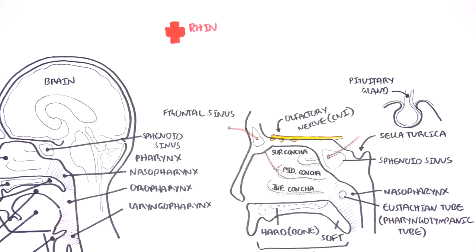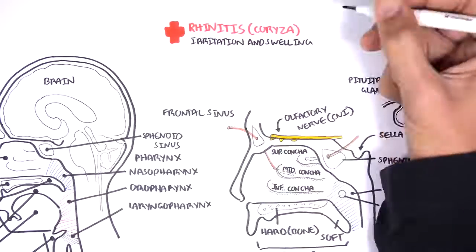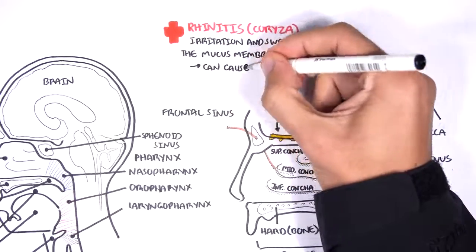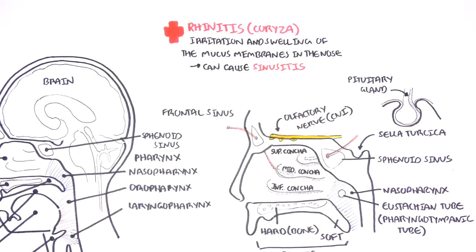Rhinitis, also known as coryza, is irritation and inflammation of the mucous membranes in the nose. Because the nose and sinuses are joined, as we have learned, rhinitis can lead to sinusitis, which is inflammation of the sinuses.